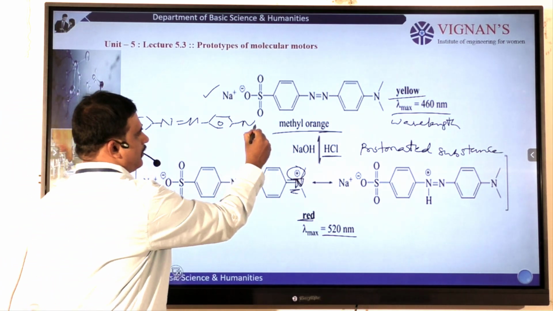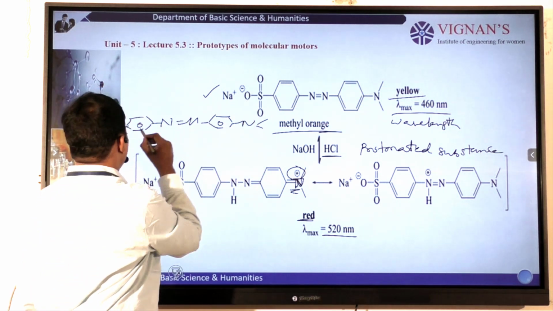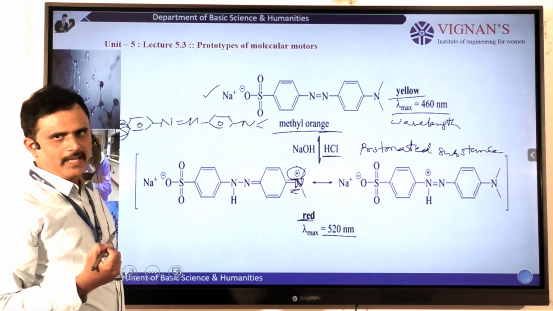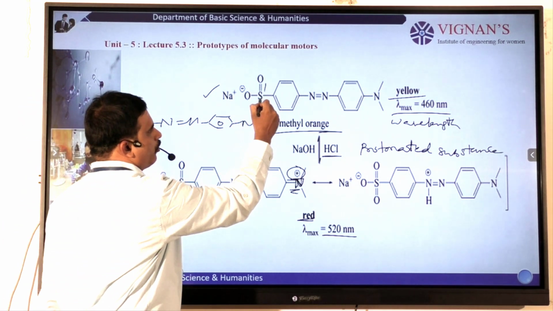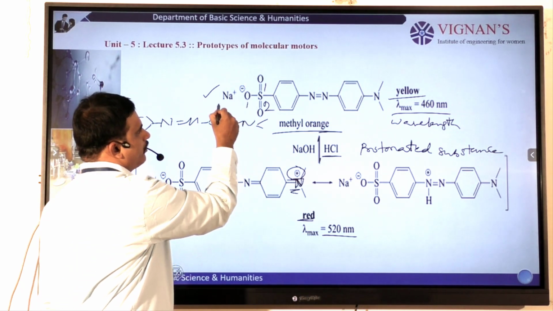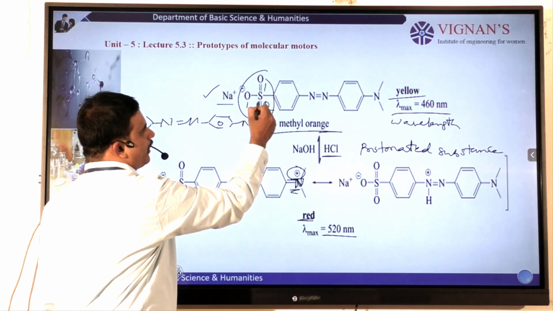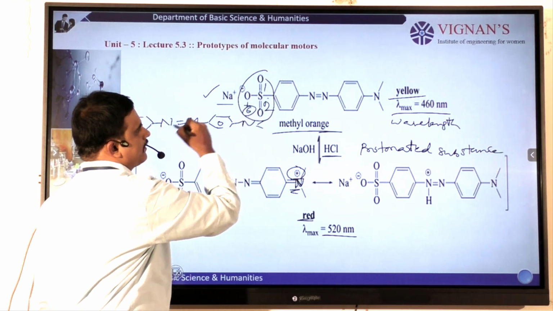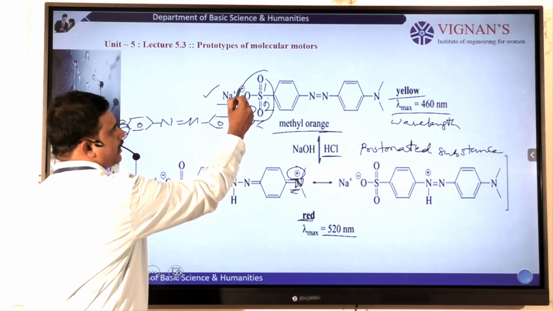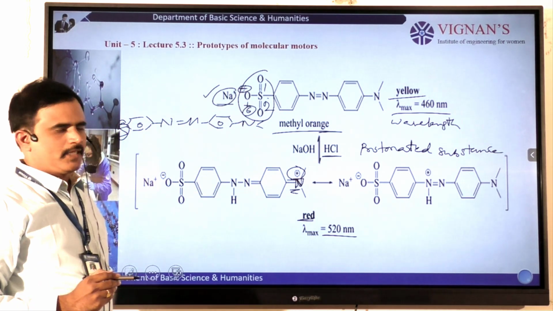And after this, balance the valency. For sulfur, we have to maintain a valency of 6, so we add 2 double bond oxygens and 1 single bond oxygen with Na plus. That means overall how many bonds are there? 2 plus 2, 4, 6. So sulfur has valency 6, and this O comes as a negative charge with the sodium salt. So this is the sodium salt of methyl orange.